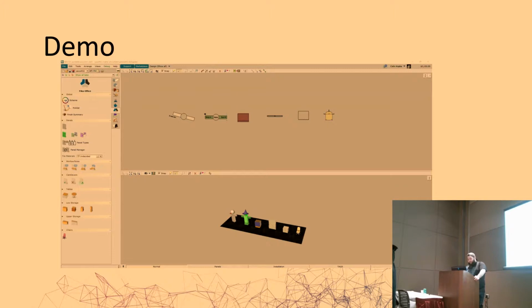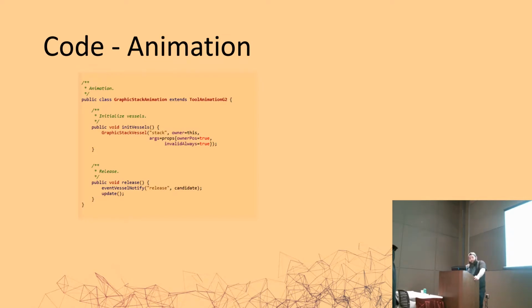So I believe next year I'm going to be going over some of the code that I wrote for this. So this is my animation. It's very verbose, very expansive, very nice. I create a single vessel here. This is my graphic stack vessel. It lives here. I have a couple props that I modify there, to always use the owner position, being the animation's position, and have it always validate. And then on release, I just say, hey, vessels, I'm releasing. I'm passing in my candidate here. If you want to do something with it, go ahead. And update. That's it. That's all my animation does.